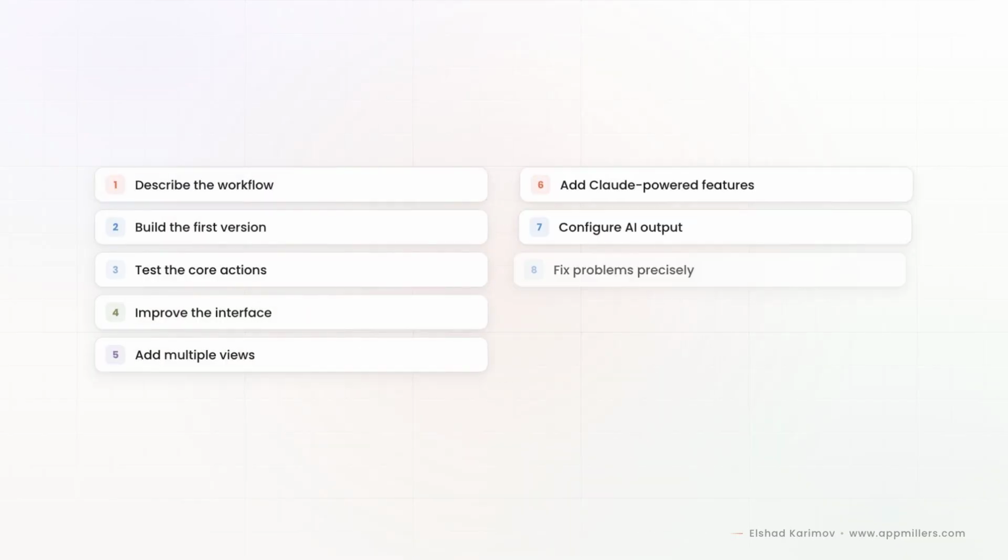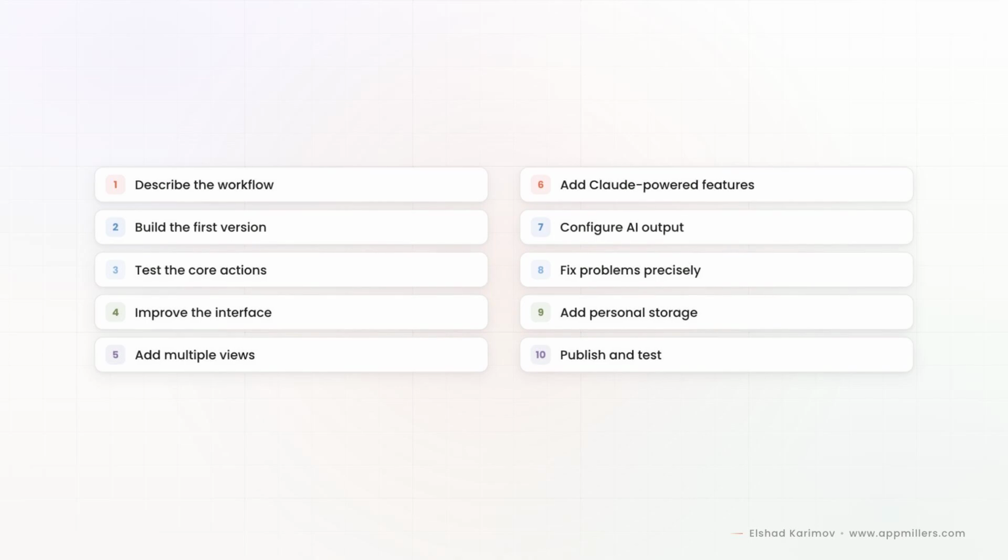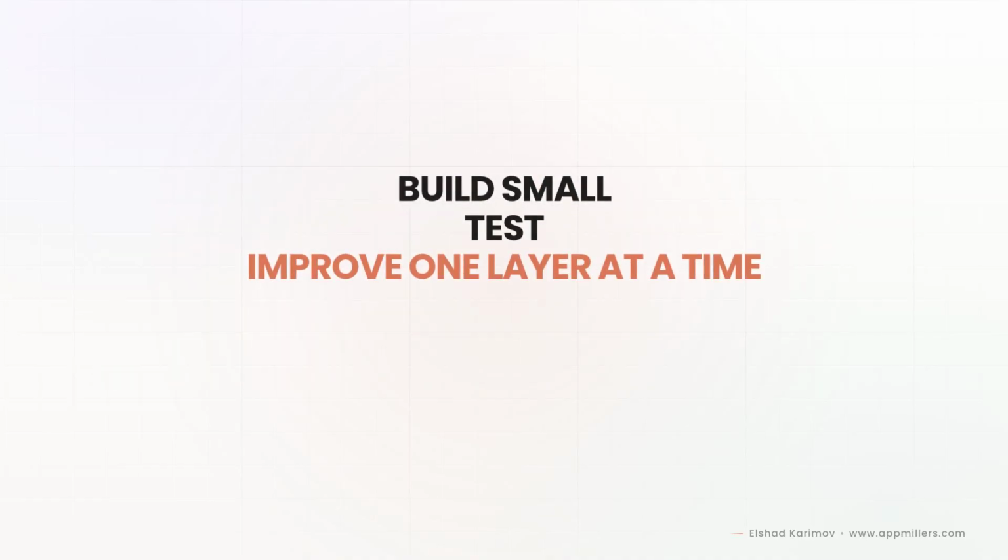artifact. We started with a simple description. Claude created the first interactive application. We tested the workflow before improving the design. We added multiple views, filters, production tracking, and detailed content information. After that, we added Claude-powered title, hook, and outline generation. Finally, we added personal storage and published the application.